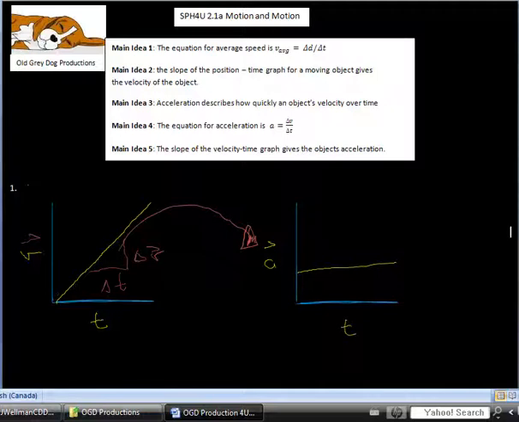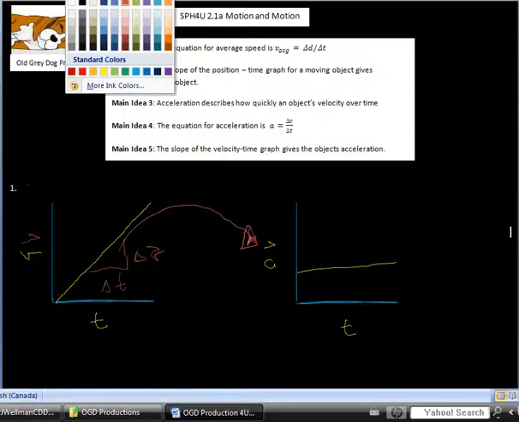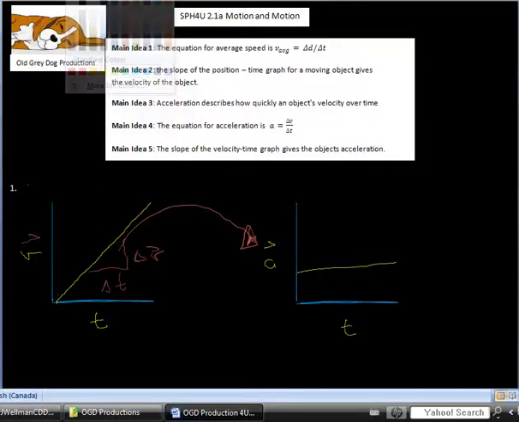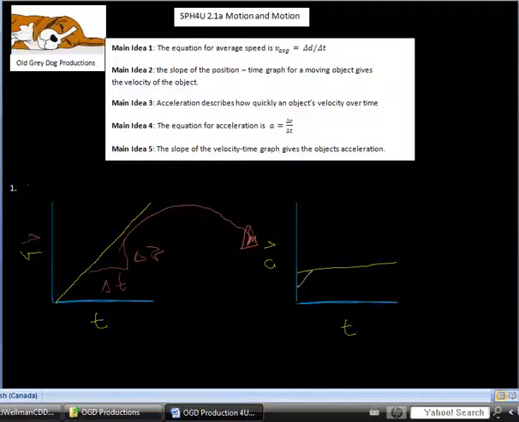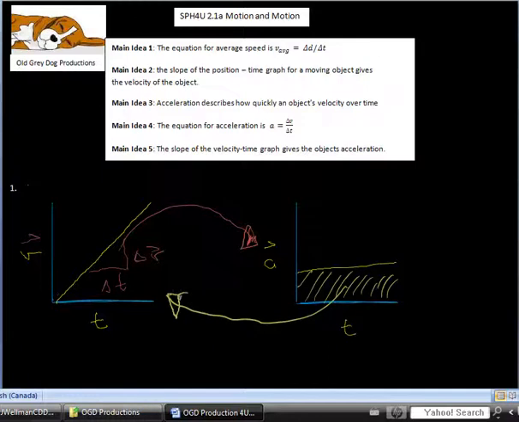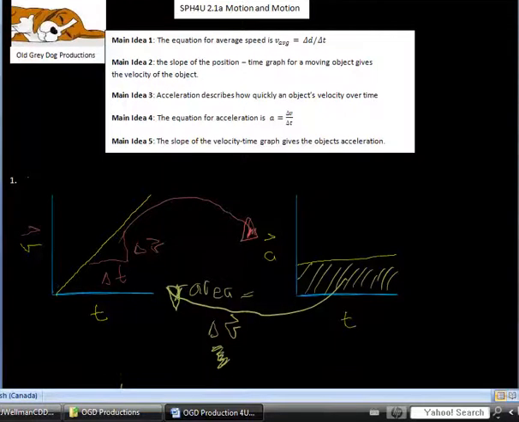Let's just change the colors here for a second. The area underneath an acceleration time graph, so here's the area of the acceleration time graph, that is going to be equal to the change in my velocity. I'm going to emphasize change. It doesn't equal the velocity, it equals the change in the velocity. So that's the first type of graphing you need to remember.